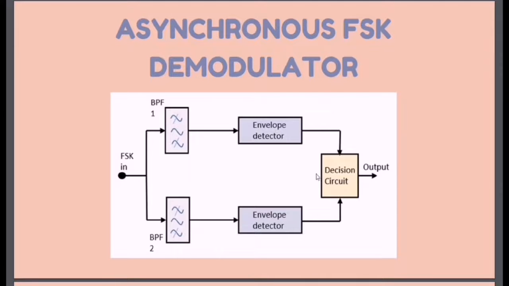So the FSK signal is passed through the band pass filters, tuned to the space and mark frequencies. The outputs from these two band pass filters look like ASK signals, which are given to the envelope detectors. So the signal in each envelope detector is demodulated asynchronously. The decision circuit chooses which output is more likely and selects it from one of the envelope detectors. It also reshapes the waveform to a rate.